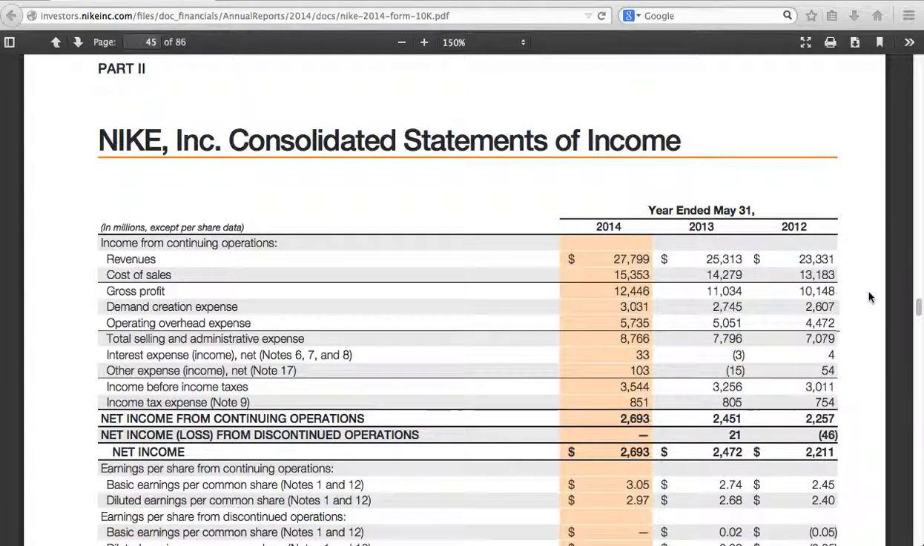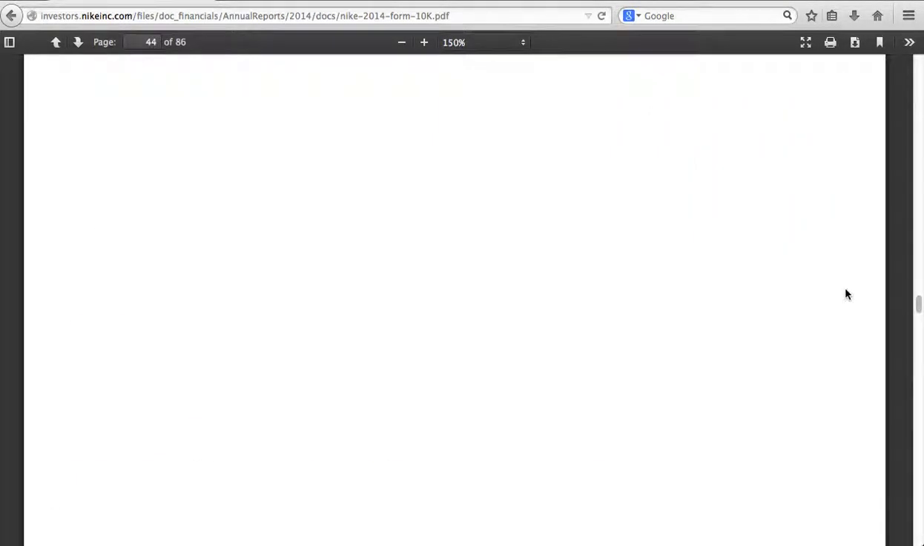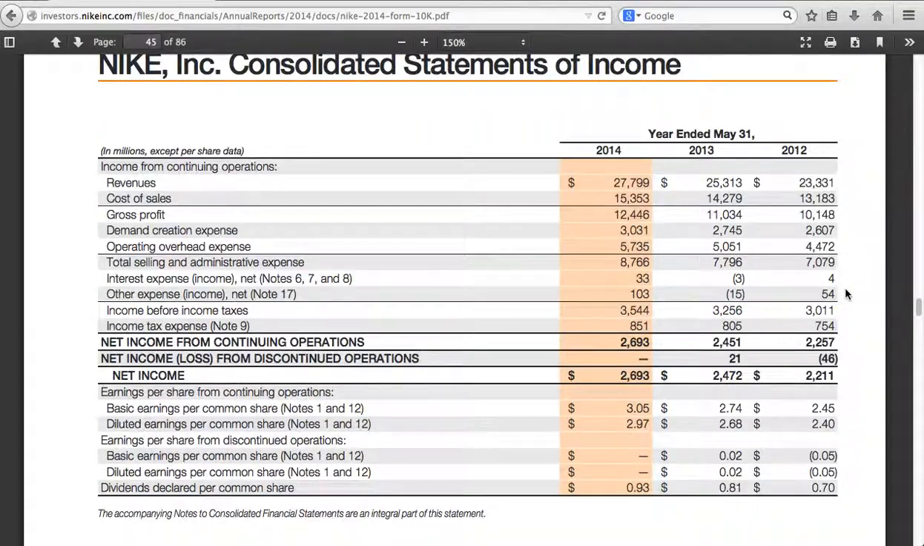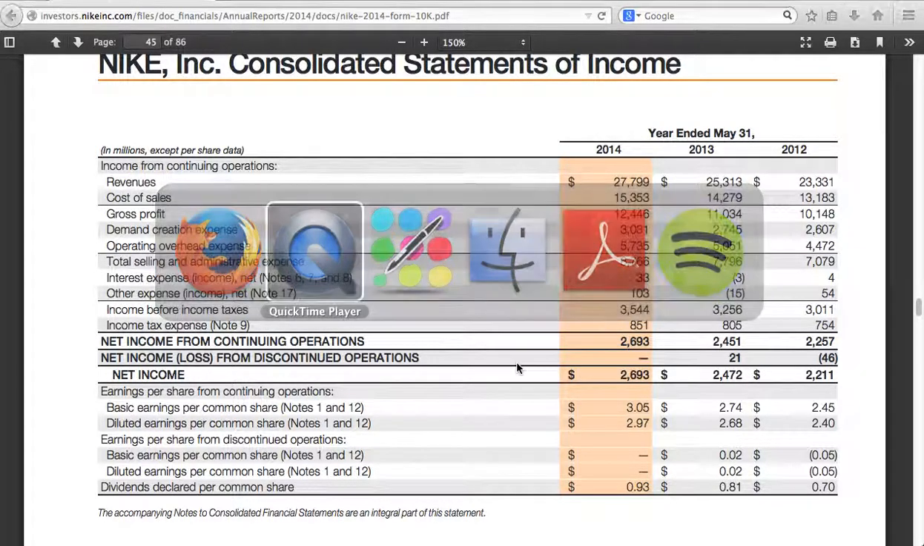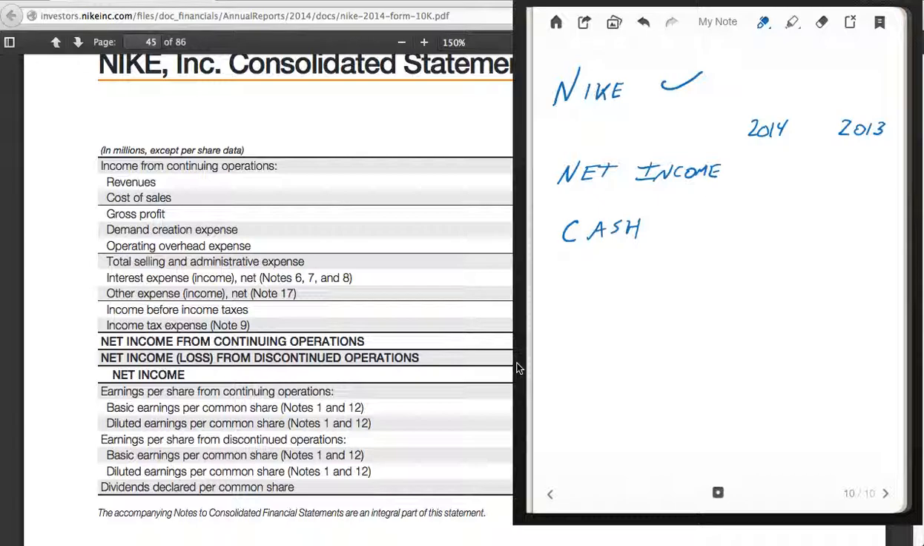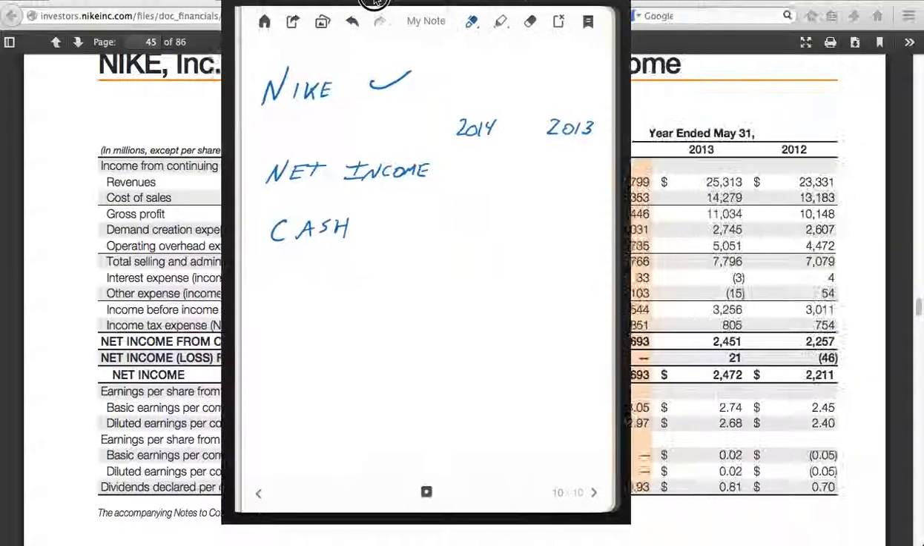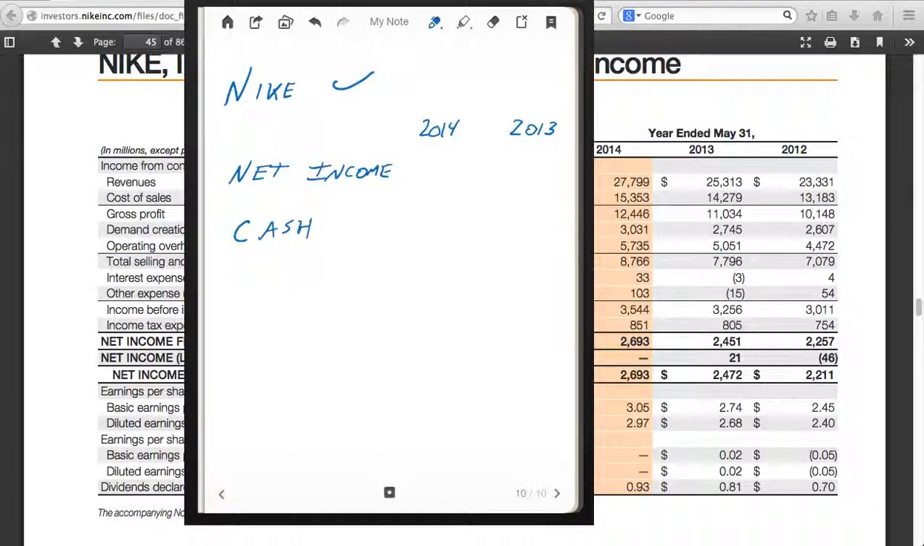And the way we come up with that number is we simply start with our revenue. When we back out our expenses, revenue minus our expenses is going to give us a number called net income. And like we said, we kind of consider that to be the amount of money that we made. So I'm going to jot down the number that Nike has on their financial statement there. It looks like they had $2.693 billion of net income in 2014. So let's jot that down.